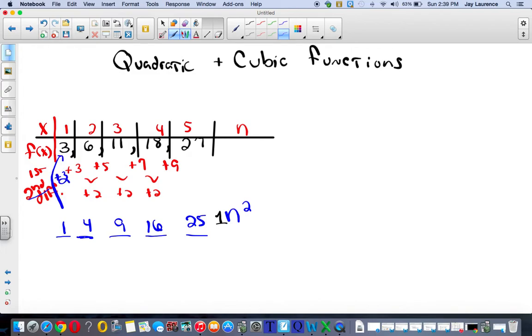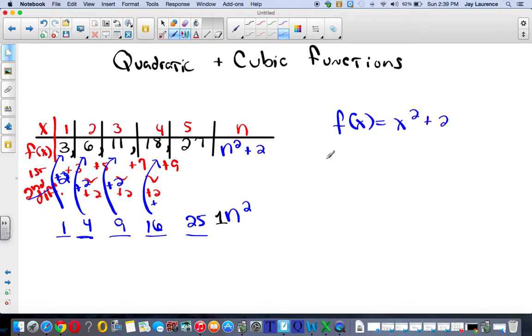And then I'm going to compare 1 to turn into 3. Oh, I need to add 2. To turn 4 into 6, I need to add 2. It looks like all of my n squared numbers are 2 less than they need to be. I have to add 2 to them. So that means that my nth term is going to be n squared plus 2. Therefore, my function, my f of x, is going to be x squared plus 2.